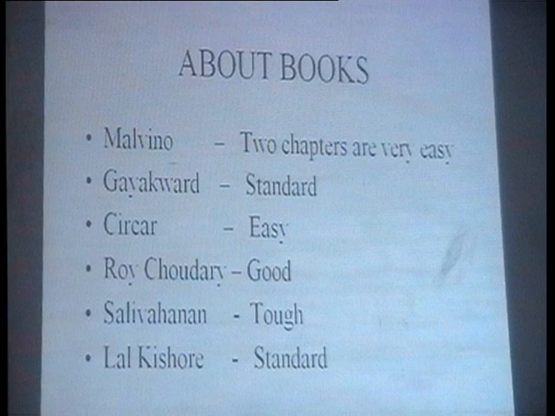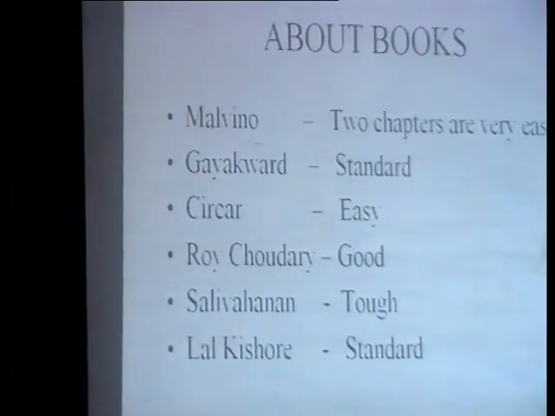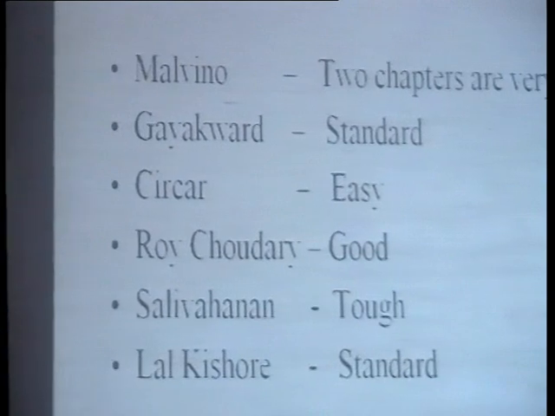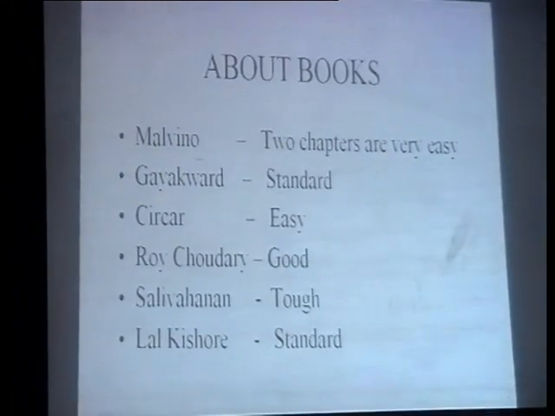Gaikwad is a standard textbook. Probably you can buy Sarkar. Sarkar is good. Sarkar is a North Indian author, Linear Operational Amplifiers. It is a very easy book with all the problems. Malvino has only theory, no problems, but Sarkar has given problems. Raj Chaudhary is good. Salivahanan, any book of Salivahanan is tough. And Lal Kishore is a recent book which is also a standard book. But I personally feel that Operational Amplifiers by Sarkar is easy compared to any other book.